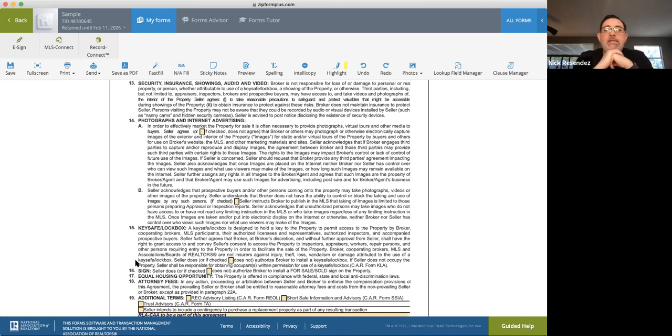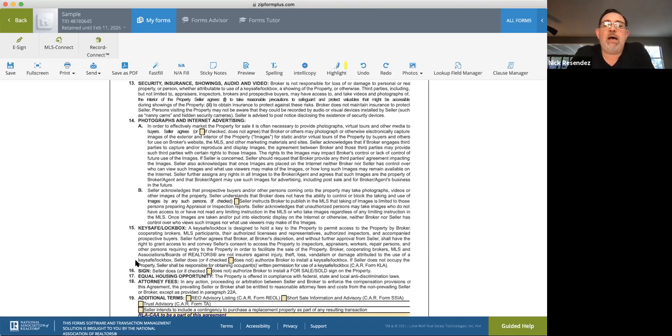So it does note here that it's understandable that the seller may be monitoring their property with security devices, okay? The last paragraph here says the seller is advised to post a notice disclosing the existence of those security devices. People need to know that they're being recorded or monitored, okay?